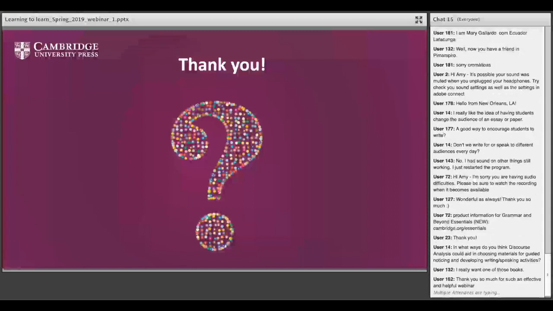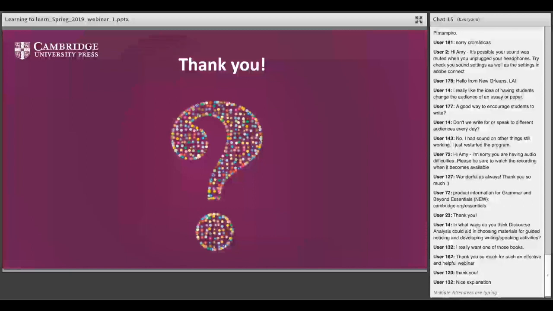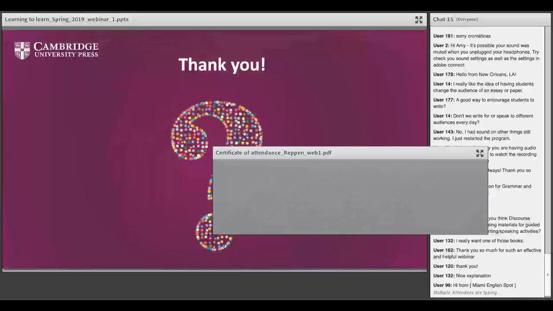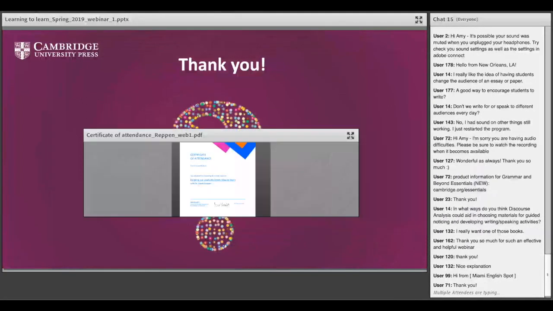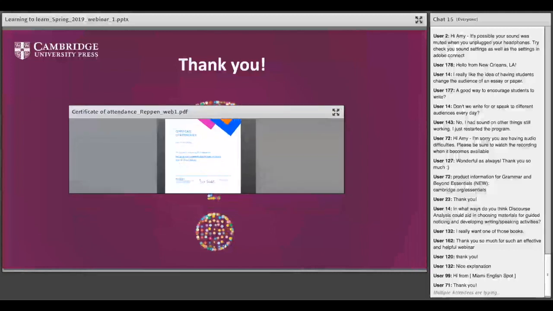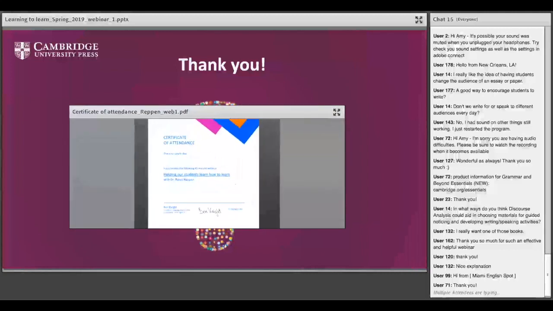Okay, so there's a question about discourse analysis and choosing the materials, and I think that's very true. In a sense, what we've been talking about is a form of discourse analysis. We're looking at what's the communicative goal? Is it persuasion? Is it an information essay? Or is it an oral presentation? So this idea of discourse analysis is certainly a thread that I'm very, very committed to.